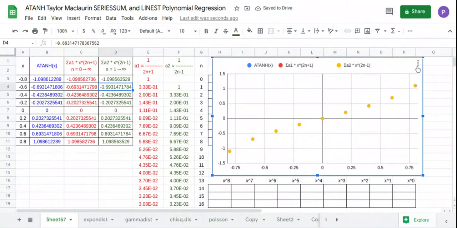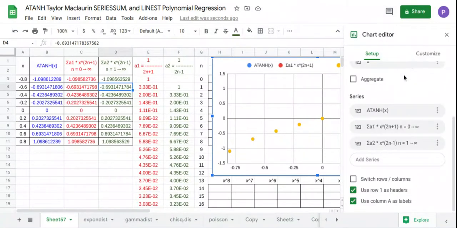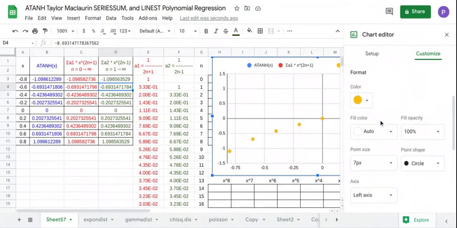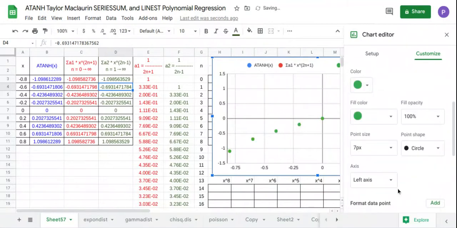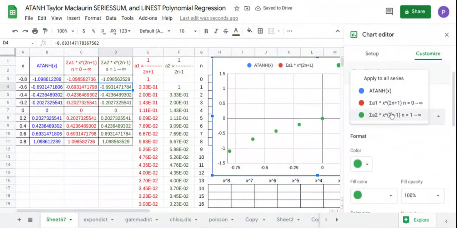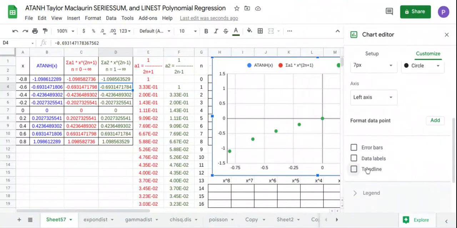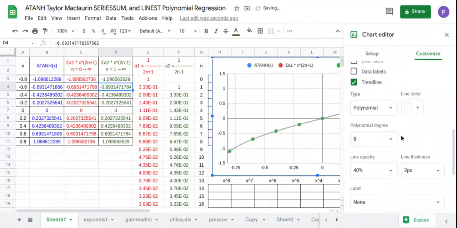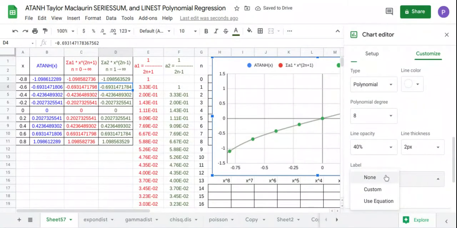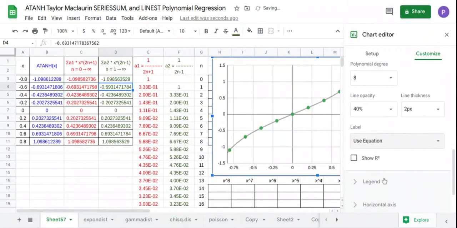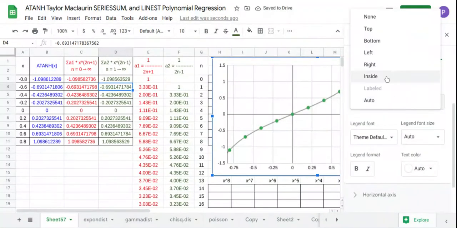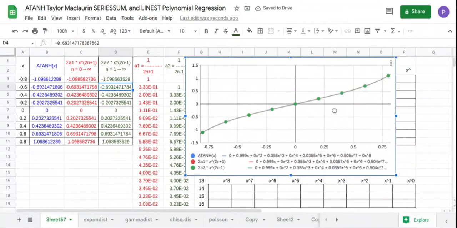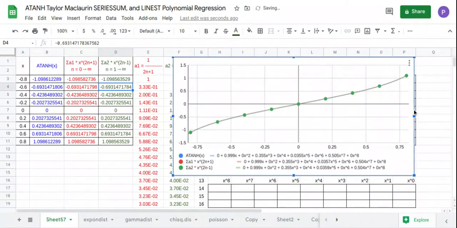And we modify the chart to show the trend line series. For the yellow, because there's no yellow, we change that to green because this is green. And the series show the trend line polynomial to the 8th degree. For the label, use the equation. For the legend, position at the bottom. And here is our trend line and the polynomials of each trend line.